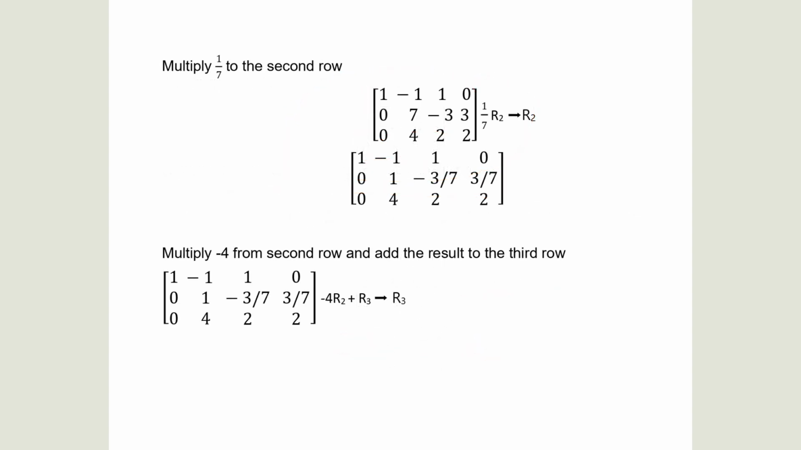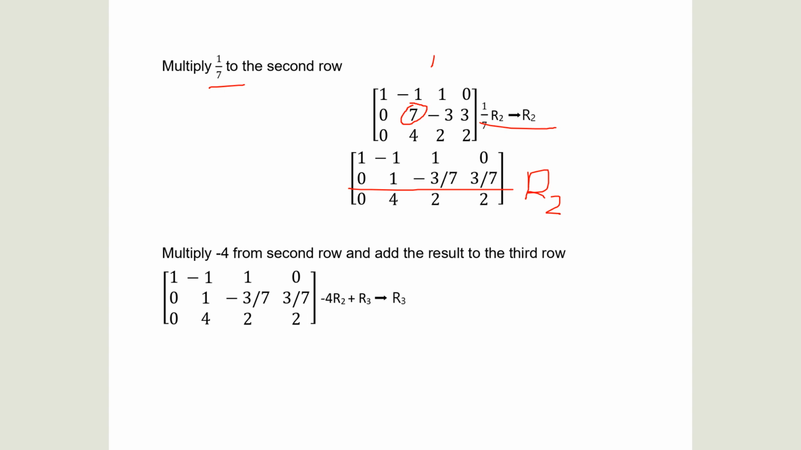And our next goal is to make this a leading coefficient 1. That's why we multiply the second row by 1/7. If we apply this elementary row operation, that would be 0, 1, negative 3/7, 3/7. That's our new row. Oh, very good.